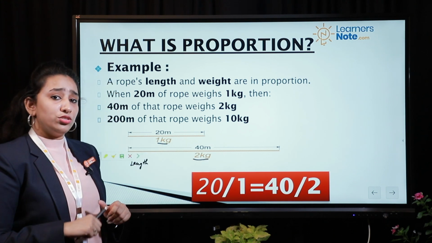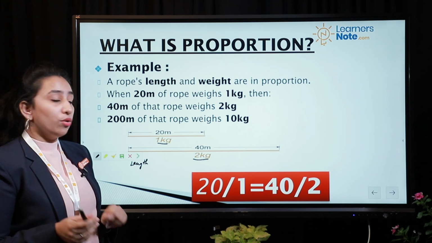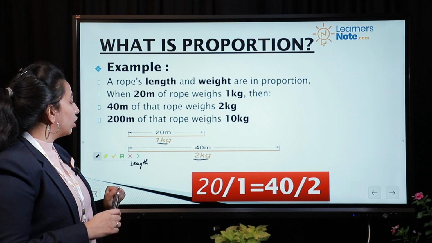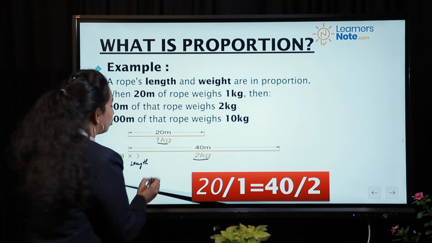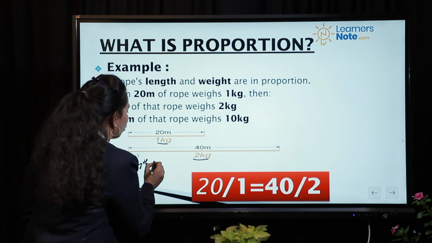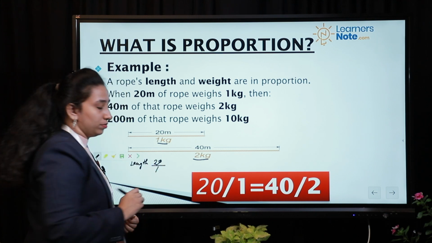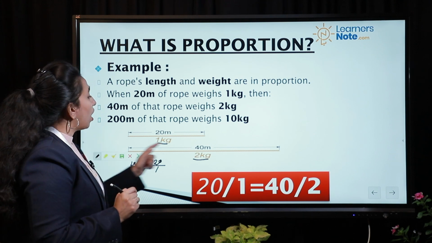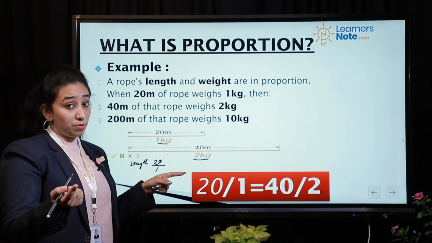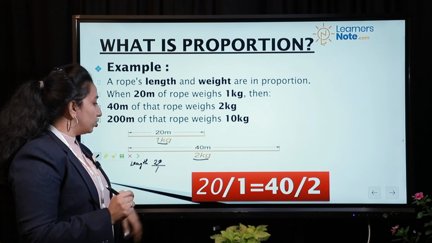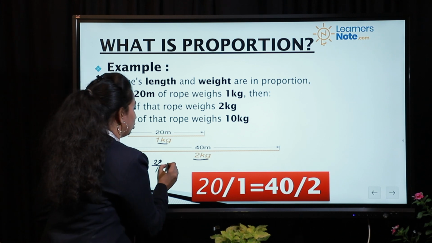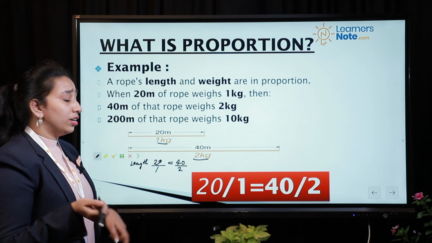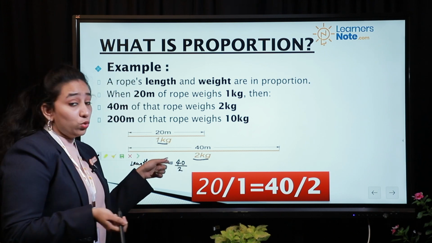Okay, I'm going to ask you, what will be the ratio of length to weight of the first rope? It's a ratio, so you know it's in fraction form, that is equal to 20 divided by 1, isn't it? Next, we have another rope right here which is 40 meters, and it's 2 kg. I'm going to write the ratio again. That's equal to 40 by 2. Now you would have wondered why I wrote the equal sign in between.